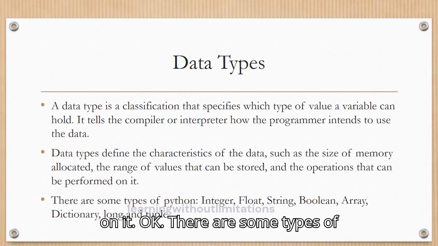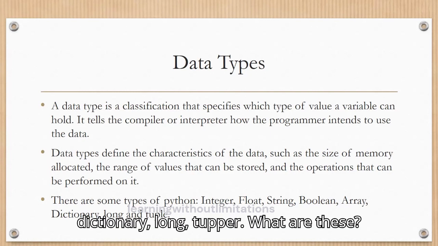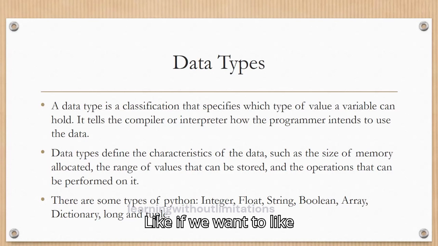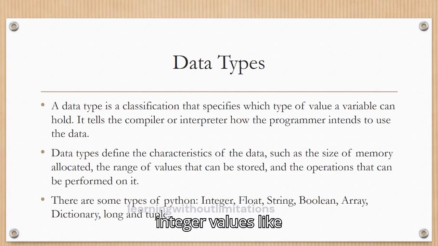There are some data types in Python: integer, float, string, boolean, array, dictionary, long, tuple. What are these? If we want to make a simple calculator that only gets integer values like 1, 2, 3, we cannot add 1.2 and 1.3. In integer we can only store 1, 2, 3, 4, 5, single digit or double digit, without the decimal point. In float we can give it point values like 3.1 plus 5, and the answer will also be a float.